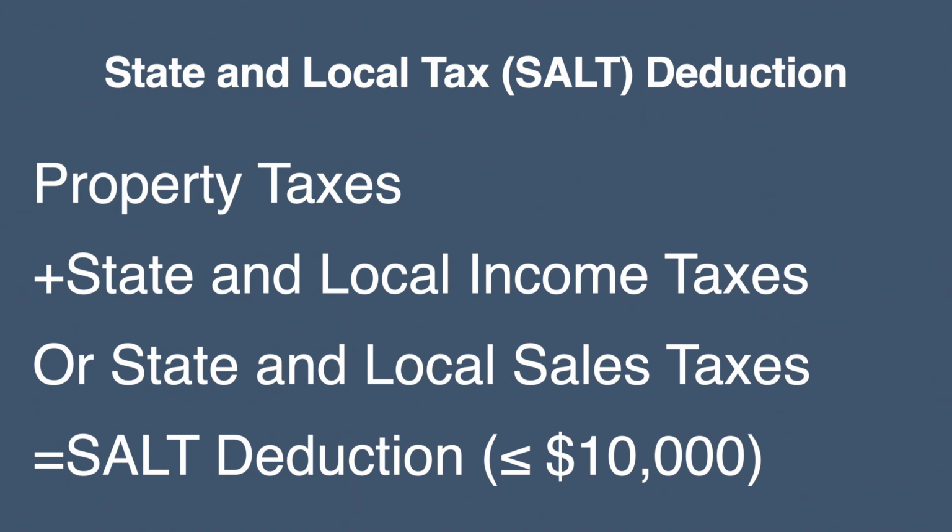Next up, we have state and local taxes, aka SALT. This is limited to $10,000 per year or only $5,000 per year if the taxpayer is married filing separately. This one can get a little complicated because it includes property taxes paid on your home plus either state and local income taxes or sales taxes, but not both. Some states don't charge state income taxes, so this gives taxpayers another option to deduct state and local taxes.